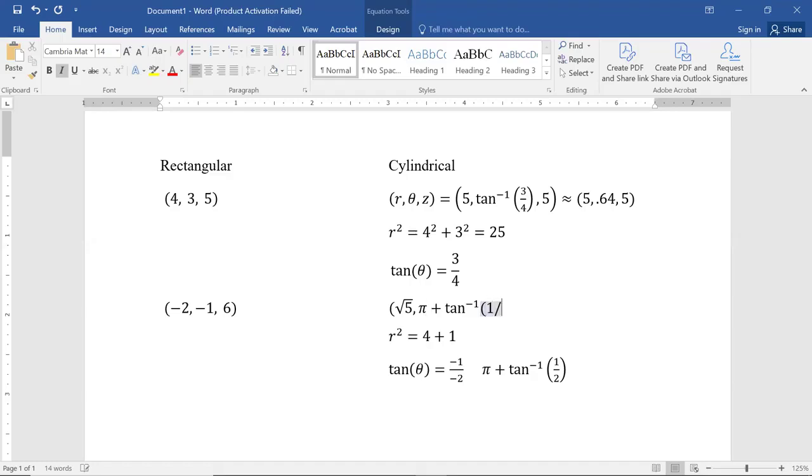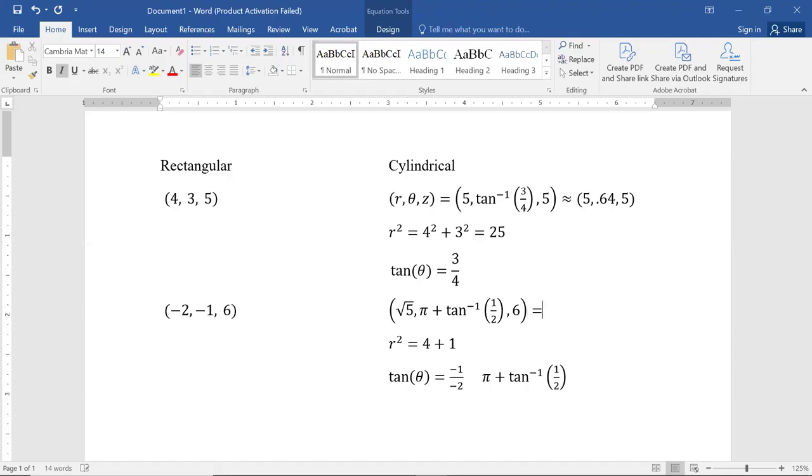Inverse tangent of 1/2. Excuse me. Okay. And then as always, the z value just transfers over. So the z value is 6. And if you want an approximate answer, obviously we have square root of 5, which is about 2.24. If I take pi plus the inverse tangent of 1/2, I get about 3.61. And then 6 is my z value.